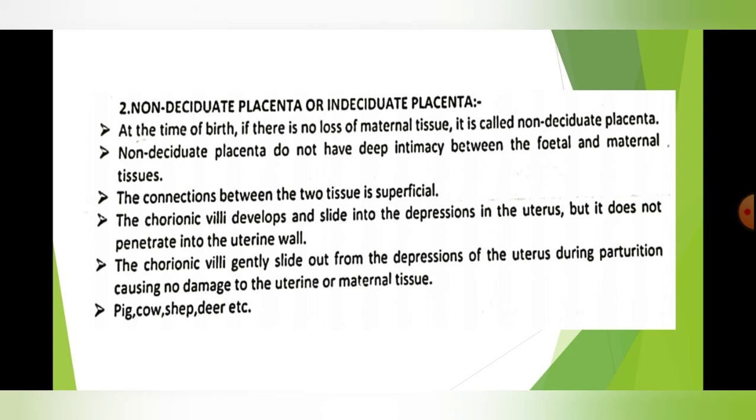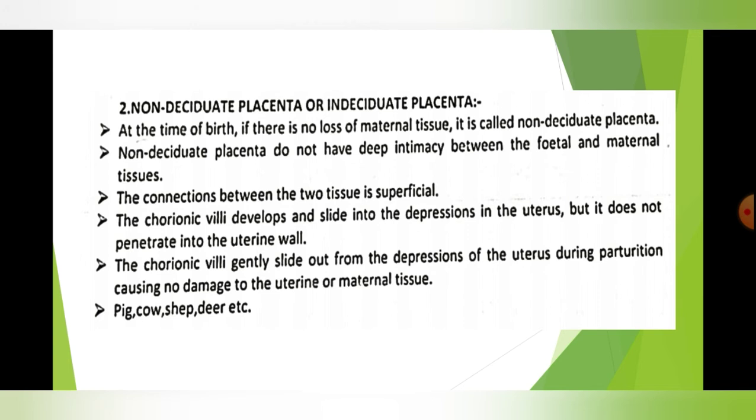Next, non-deciduate type of placenta or indeciduate type of placenta. In this type of placenta, at the time of birth, there is no loss of maternal tissue, and hence there is no bleeding during the time of parturition. Why? Because tissues do not break, you will not be having a bleeding. It is called non-deciduate placenta. It does not have a deep intimacy between the fetal and the maternal tissues. There is no deep connection.